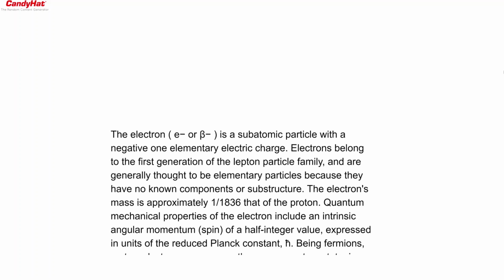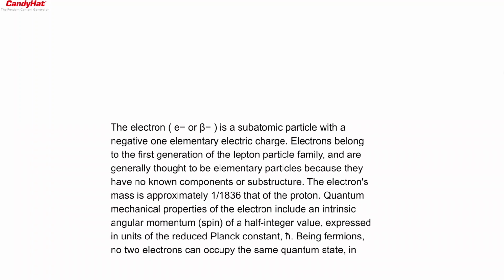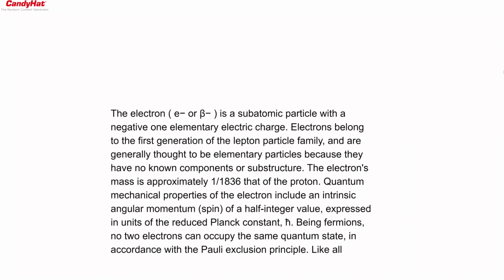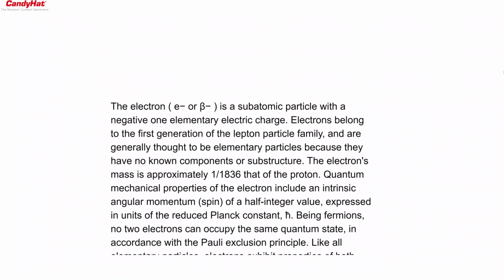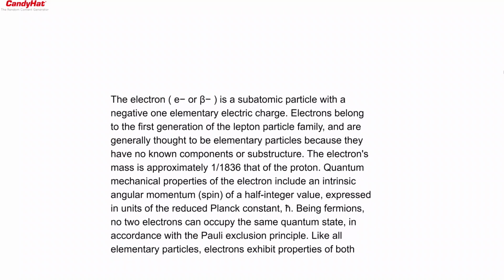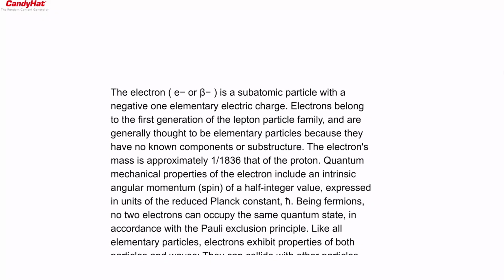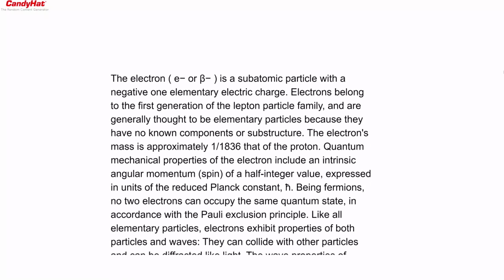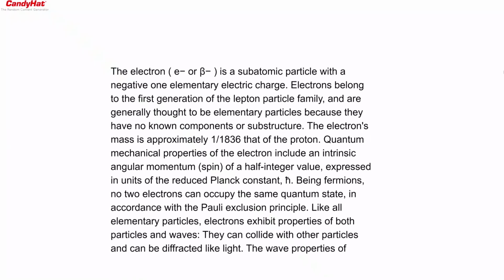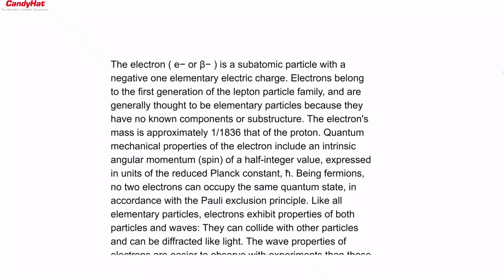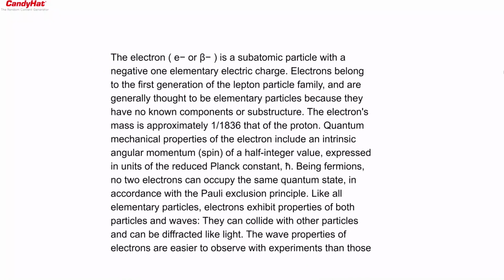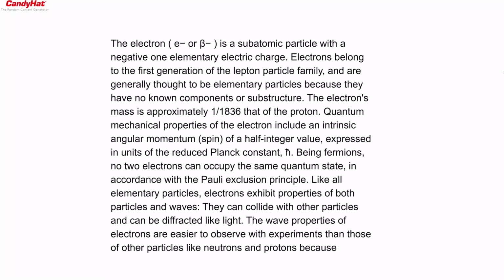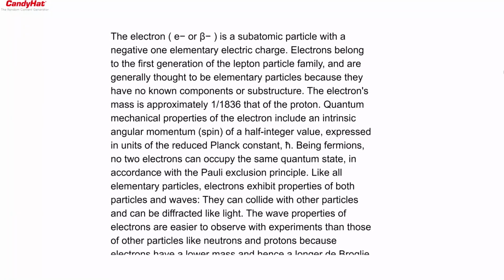Quantum mechanical properties of the electron include an intrinsic angular momentum, spin, of a half-integer value, expressed in units of the reduced Planck constant, ħ. Being fermions, no two electrons can occupy the same quantum state, in accordance with the Pauli exclusion principle. Like all elementary particles, electrons exhibit properties of both particles and waves. They can collide with other particles and can be diffracted like light.